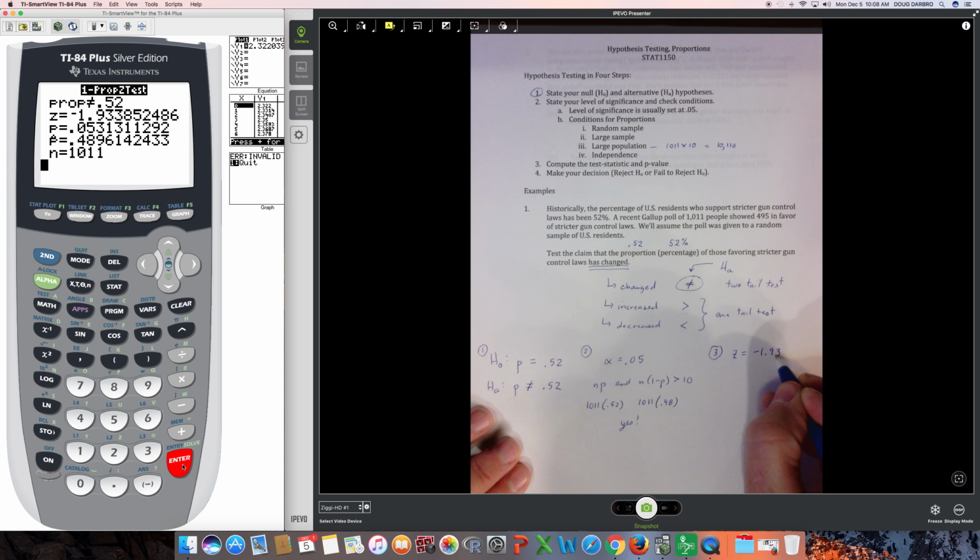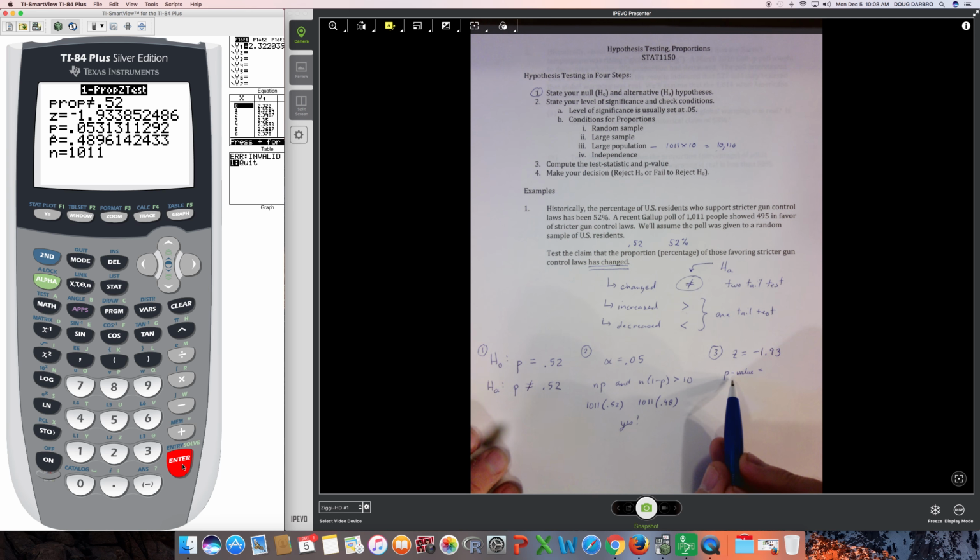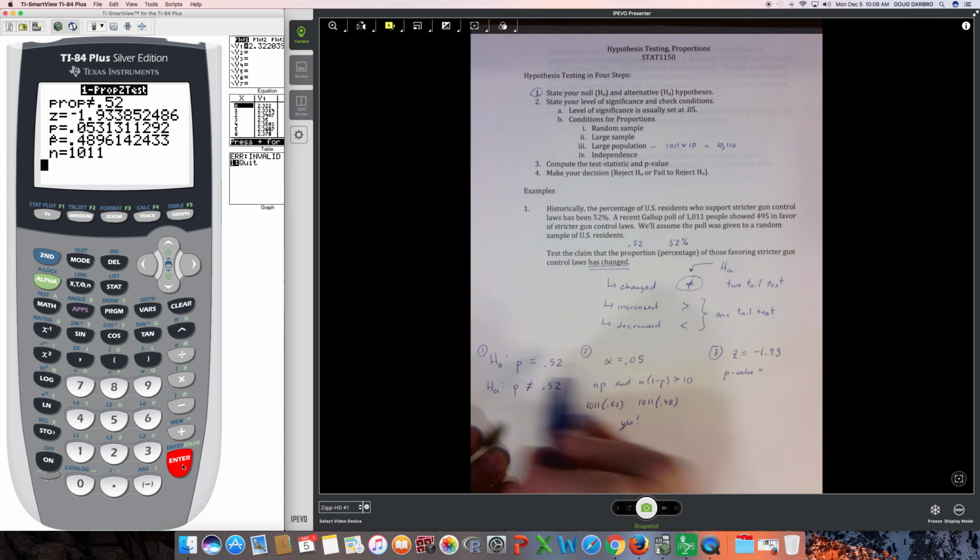Now you're going to be asked to do some of these on MyMathLab. It may ask you to round to 3 or 4 places, so just round accordingly. And then the p-value. Now I'm going to write this out because there's some confusion sometimes when it just says p versus p.